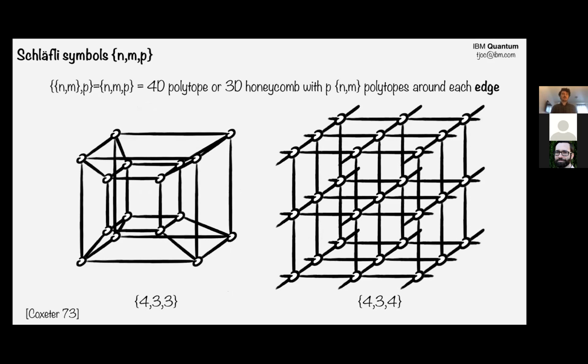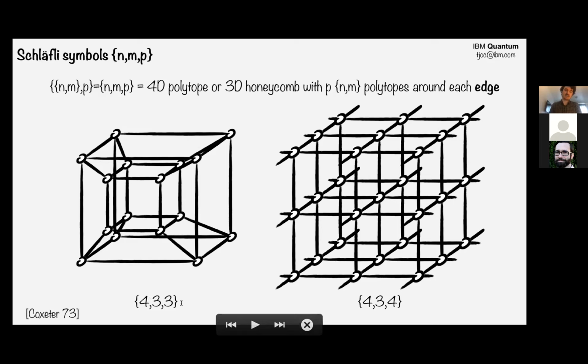Okay, and then taking one more level of abstraction, you can take a Schlafli symbol of 3 labels. Again, reading from right to left, this is either a 4D polytope or a 3D honeycomb that has P, so reading right to left, P objects NM around each edge. So we increase the dimension: instead of around a vertex, we're looking at around an edge now. So maybe I'll focus on the right one first. The cubic honeycomb is a 4-3-4 because around each edge we have 4 4-3s, and remember a 4-3 is a cube. So around each edge we have 4 cubes, right? You can just look at any edge that has 4 cubes surrounding it.